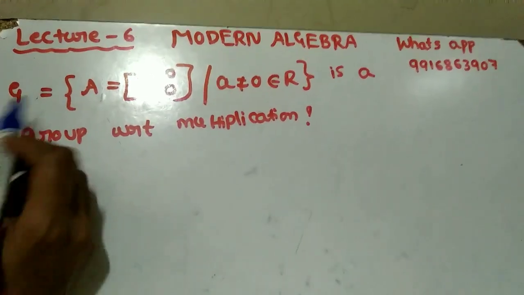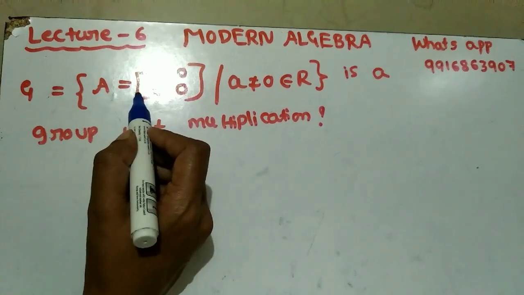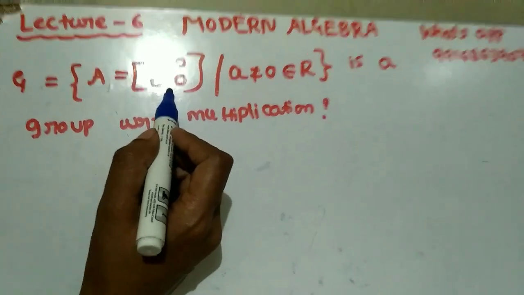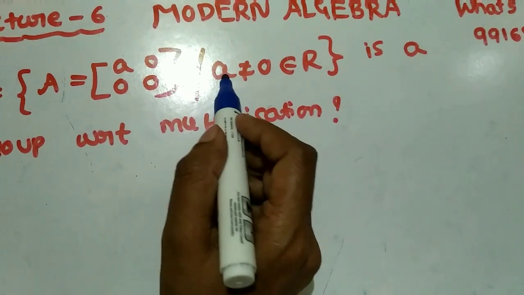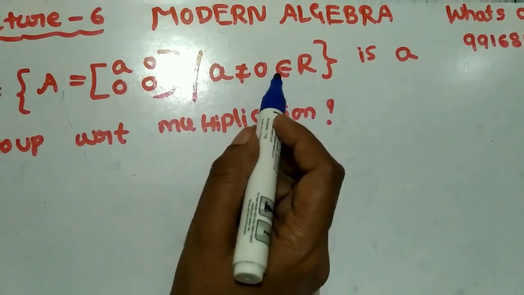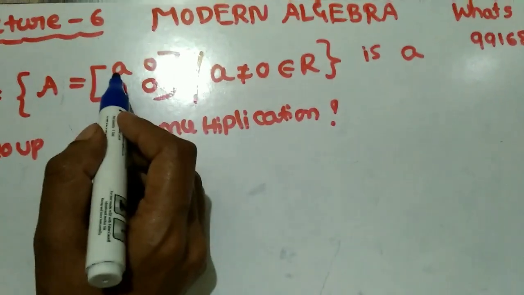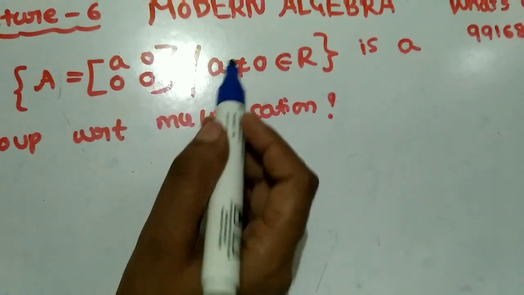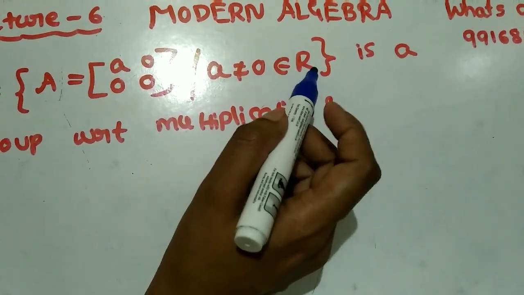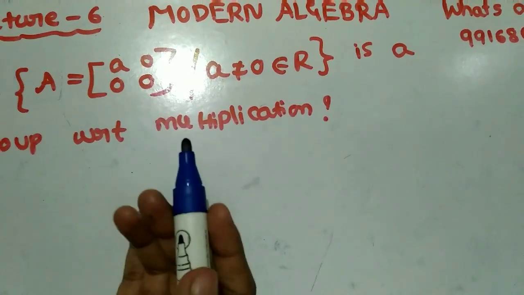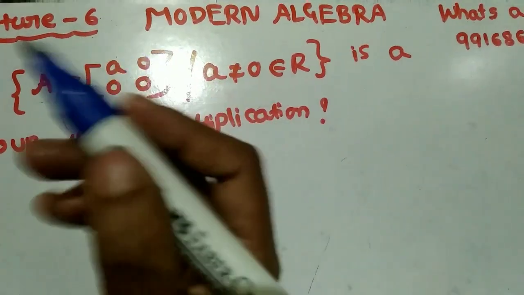For example, G is equal to the matrix A, which is equal to what? This is a 2 cross 2 matrix containing the elements A, 0, 0, 0, and the element should not be equal to 0 but belongs to R. It means we have to take an element except 0 but it should belong to R. R means what? Real number set. Okay, it may be minus 2 or root 2 or 2 by 3, so whatever it is, except 0, you can take any element.